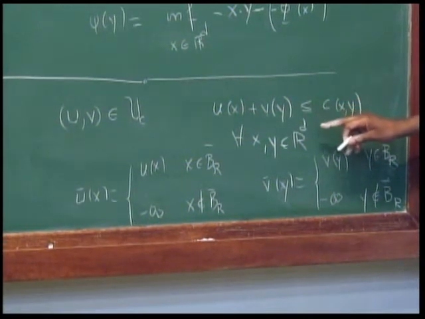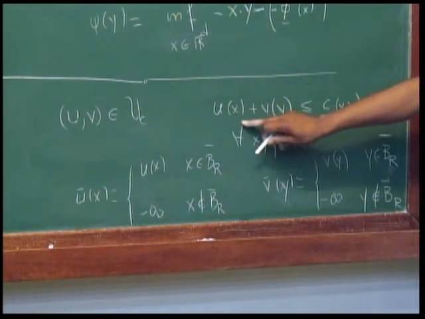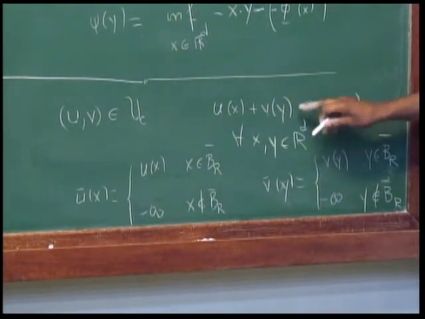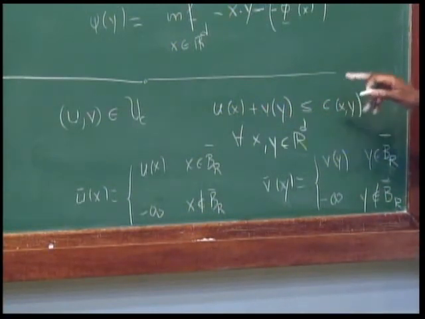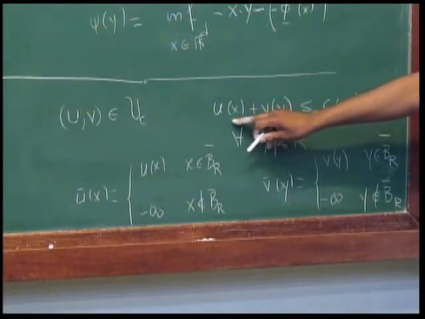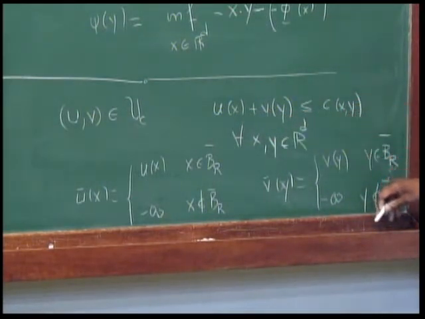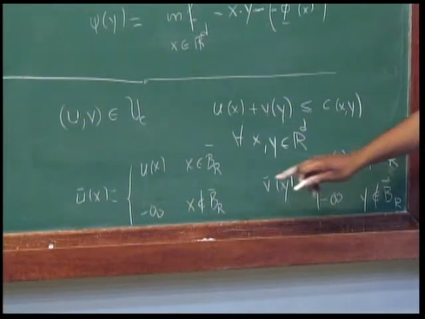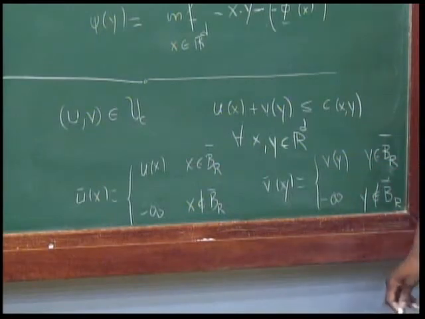Assume that x is not in the ball, or y is not in the ball. This is negative infinity, or that is negative infinity, and so the sum is negative infinity. Therefore, the inequality is satisfied. Assume that x and y are in the ball, then there is no distinction between ū and u, and no distinction between v̄ and v. This inequality is satisfied. So I can always assume, without loss of generality, that my u is negative infinity outside the ball, and my v is negative infinity outside the ball.